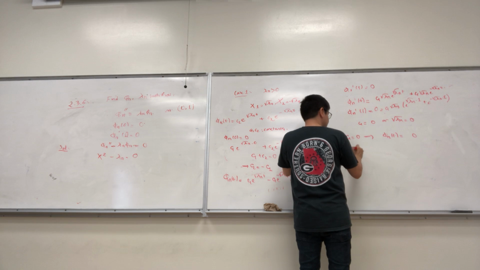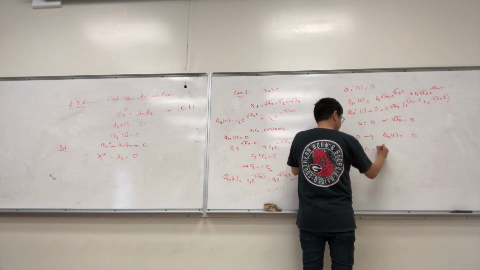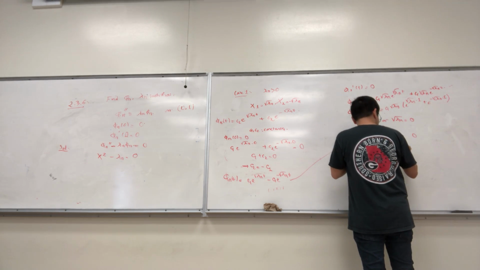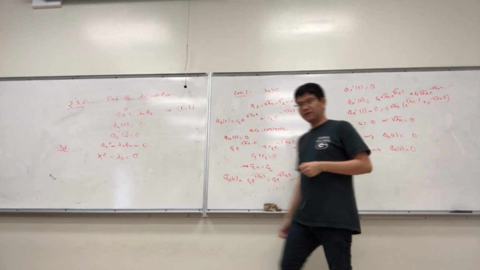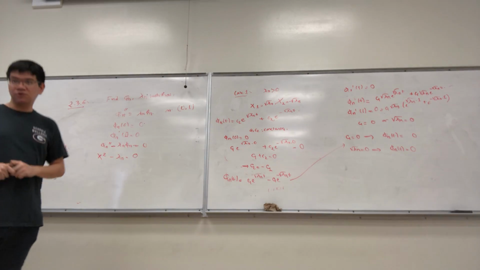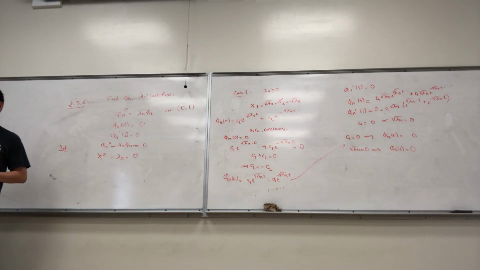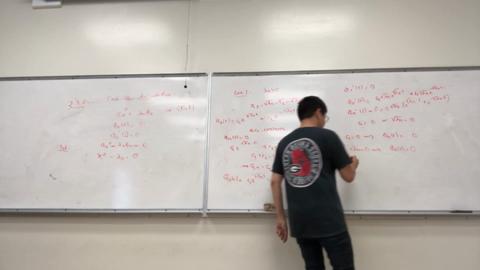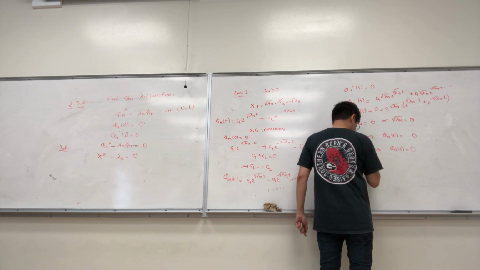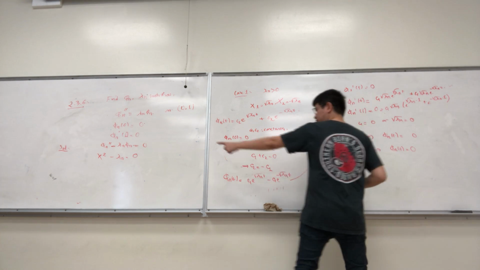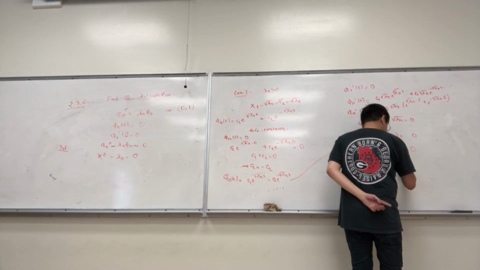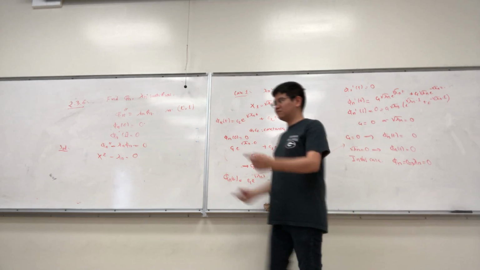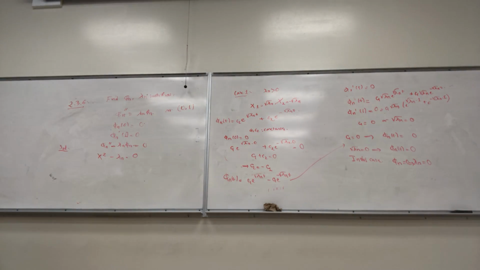If lambda n is 0, then phi n is also 0, right? So in this case, you have 0 eigenvalues and 0 eigenfunctions. Phi n is 0, so lambda n is also 0. So you have 0 eigenvalues and 0 eigenfunctions.